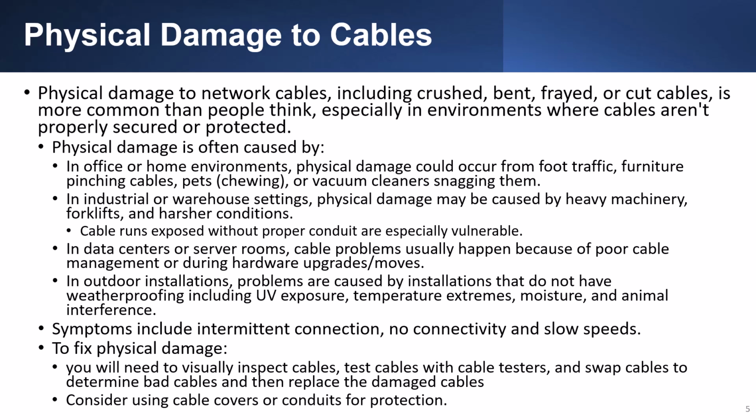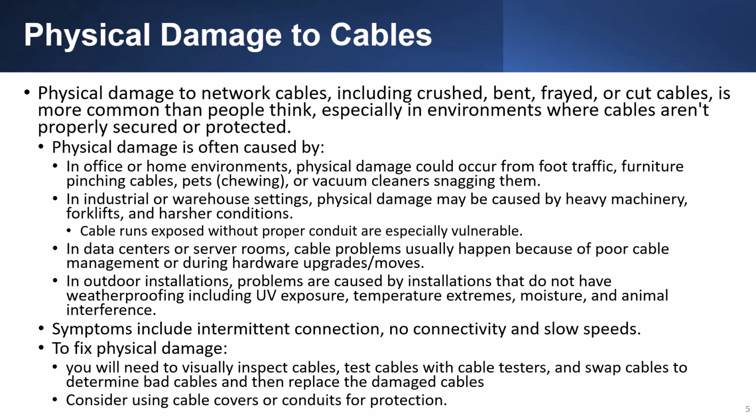Physical damage to network cables, including crushed, bent, frayed, or cut cables, is more common than people think, especially in environments where cables aren't properly secured or protected. In office or home environments, physical damage could occur from foot traffic, furniture pinching cables, pets chewing, or vacuum cleaners snagging them. In industrial or warehouse settings, physical damage may be caused by heavy machinery, forklifts, and harsher conditions.